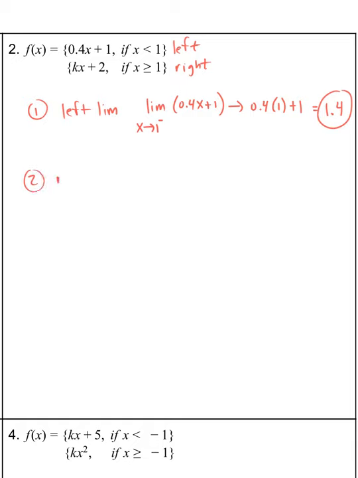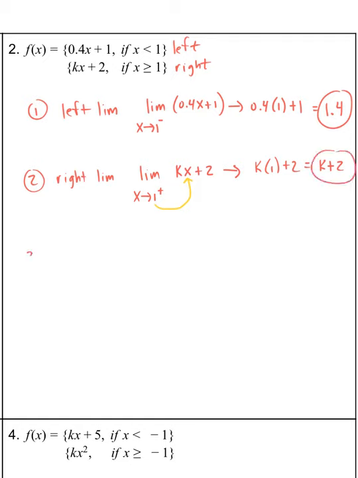Second step, I find my right limit. Correct calculus notation. The limit as x approaches 1 with a little plus sign. My right function is kx plus 2. I can do direct substitution. Remember, I am plugging in 1 for x, not for k. Be careful. Okay, so I have k times 1 plus 2, and that gives me k plus 2. That is my right limit.